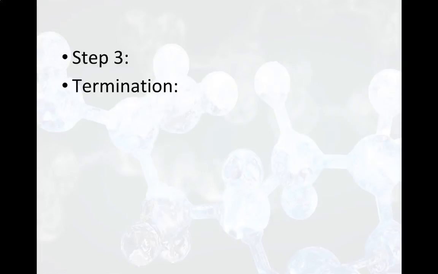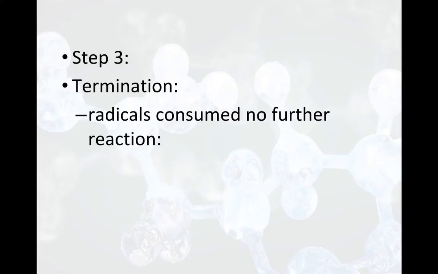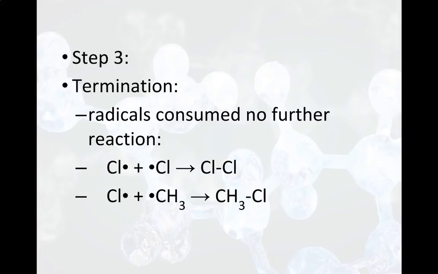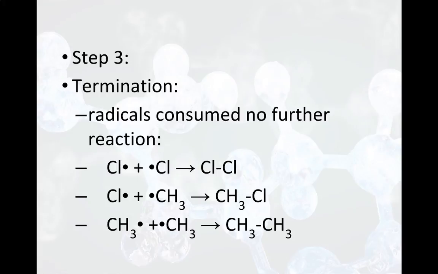Step 3, though, is when we come to termination, or we are terminating the reactions, and all of the radicals are consumed and no further reactions occur. For instance, I could have two chlorine radicals forming more chlorine gas, or I could have a chlorine radical and a methyl radical forming a chloromethane, or I could have two methyl radicals forming an ethane. And now I have all of my reactions terminated.